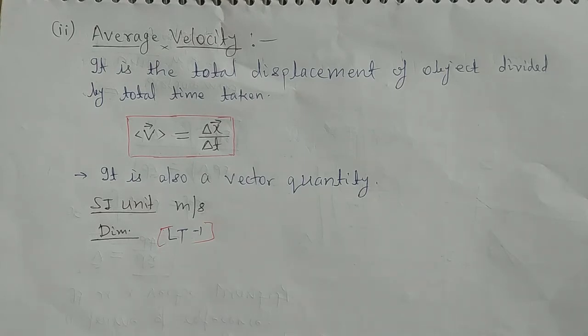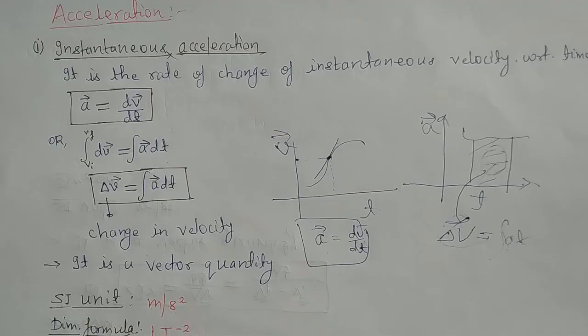Now our next topic is acceleration. Acceleration is also of two types. The first is instantaneous acceleration, and the second is average acceleration. Sometimes in numericals only acceleration is given. So the acceleration or instantaneous acceleration are the same thing. So don't get confused. The instantaneous acceleration or acceleration are the same thing. And the second is average acceleration.